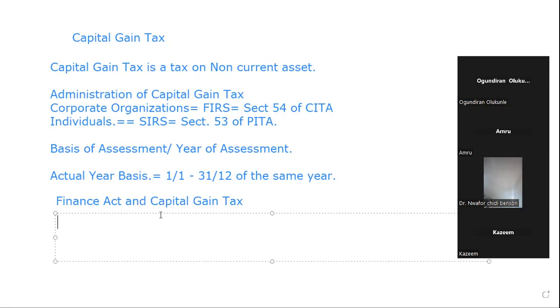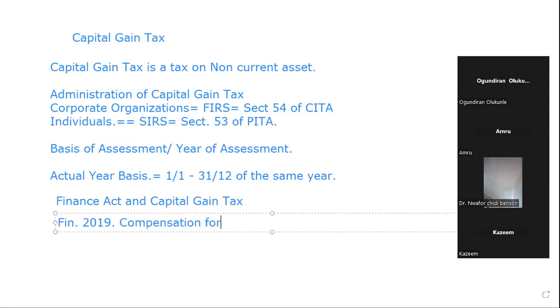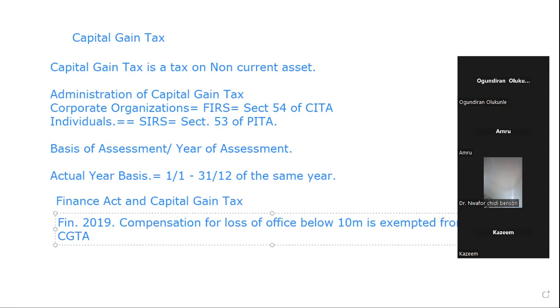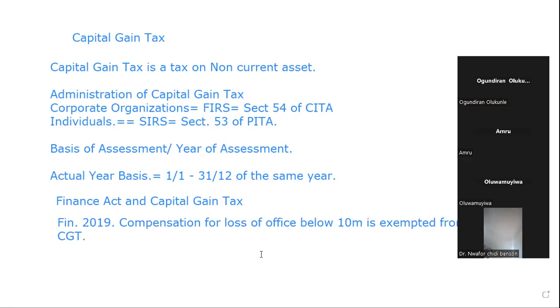So the first amendment is that Finance Act 2019 says that compensation for loss of office below 10 million is exempted from Capital Gain Tax. Is that clear? Yes, sir. Are we on the same page, please? Yes, sir. Good. Now, that is the major amendment that Finance Act 2019 has on the tax law.